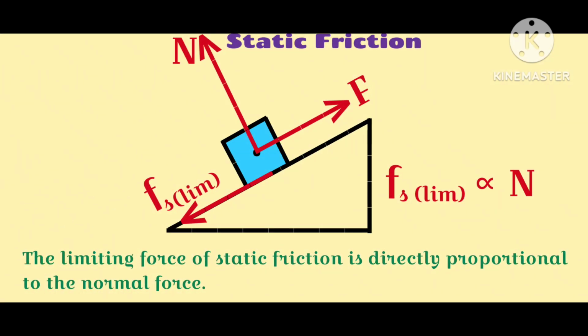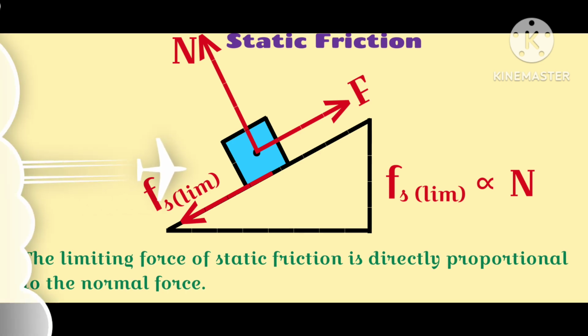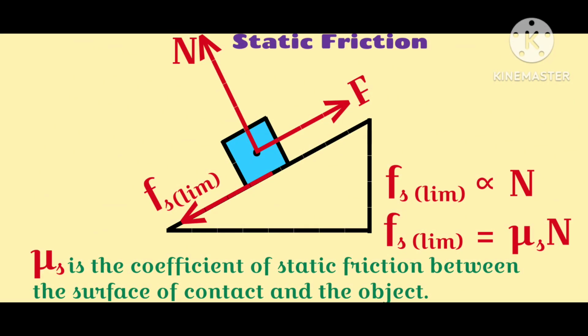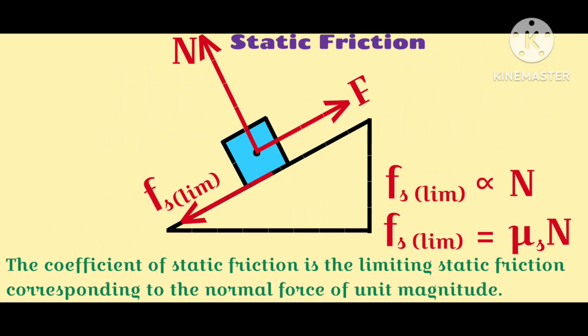And the limiting static friction is directly proportional to the normal force. The larger the normal force, the larger the limiting force of static friction. Thus, the limiting force of static friction is equal to the proportionality constant times the normal force. Then we can define the coefficient of static friction as the limiting force of static friction when the surface exerts a unit normal force on the object.